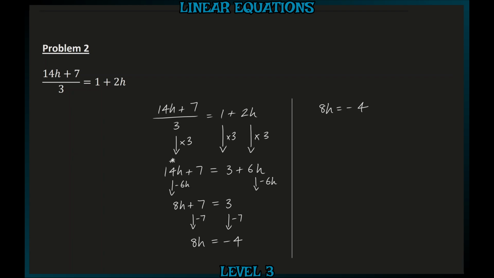Finally, we'd like to remove the 8 in front of the h, and the 8 is multiplying the h by 8, so we use its inverse, which is to divide by 8, and we do exactly the same on the right. Now the times 8 and the divide by 8 cancel out on the left-hand side, which just leaves us with h, and on the right, minus 4 divided by 8 we can write as minus 4 over 8, which simplifies to minus a half, or even minus 0.5. So h is equal to minus a half is our final answer to problem 2.